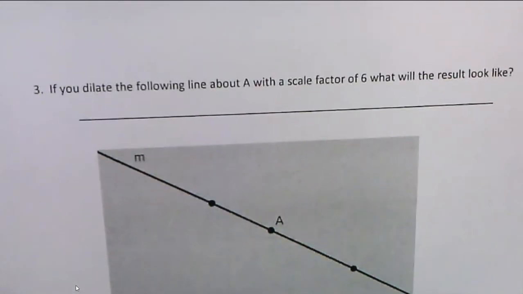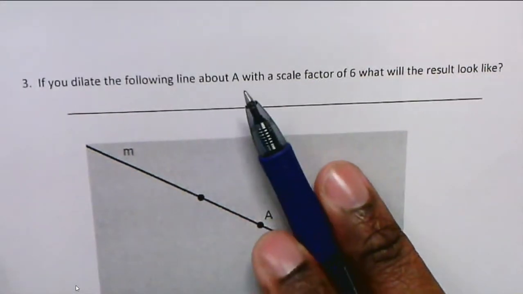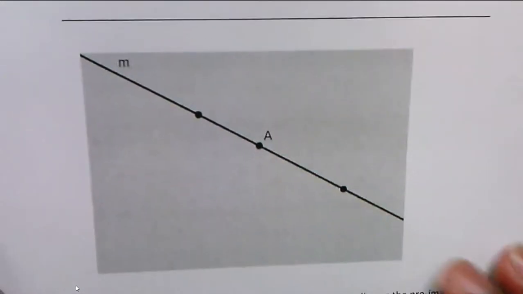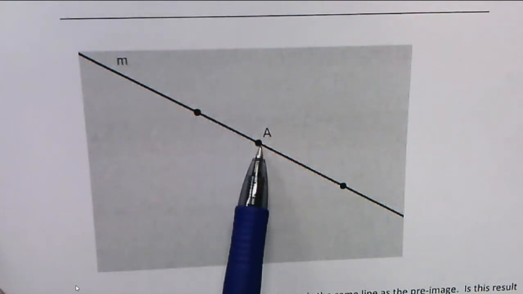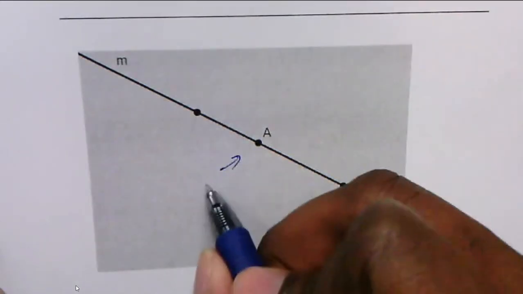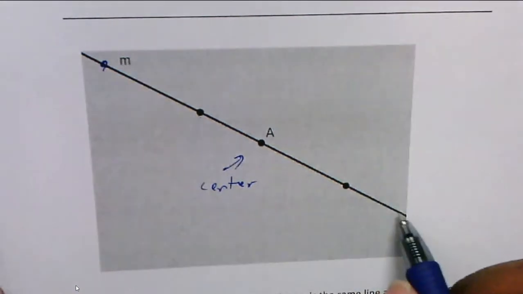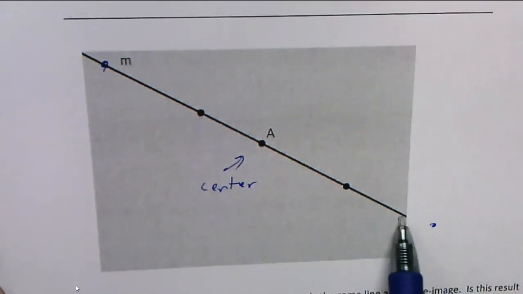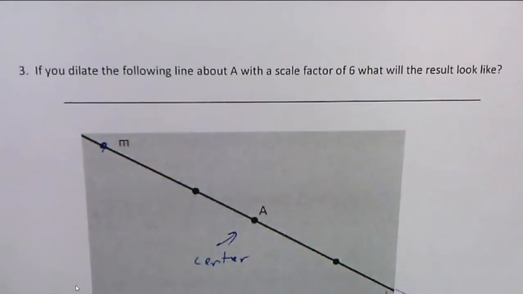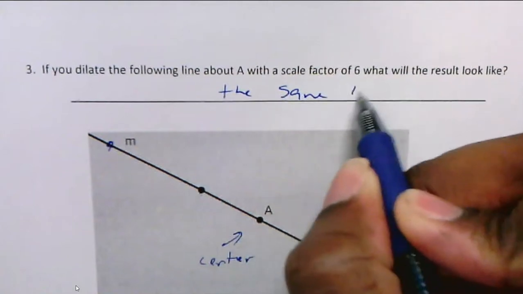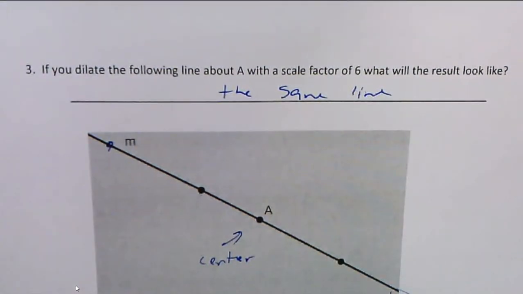On the back it says, if you dilate a line about point A with a scale factor of 6, what will it look like? Because this line passes through point A, the center, if I dilate that point, it's just going to be 6 times further away, out there somewhere. So it's still going to lie on the line. The question says, what would it look like? It would look like the same line, because if you just get more points on the same line, you still have the same line.